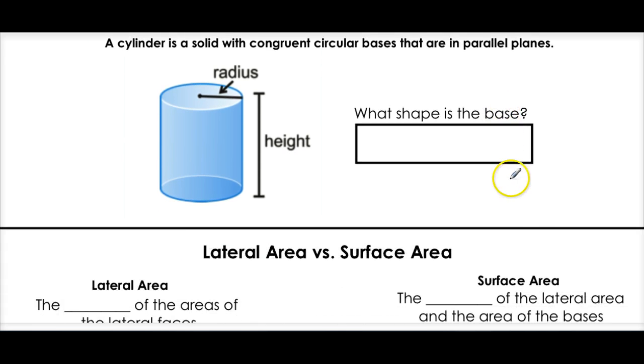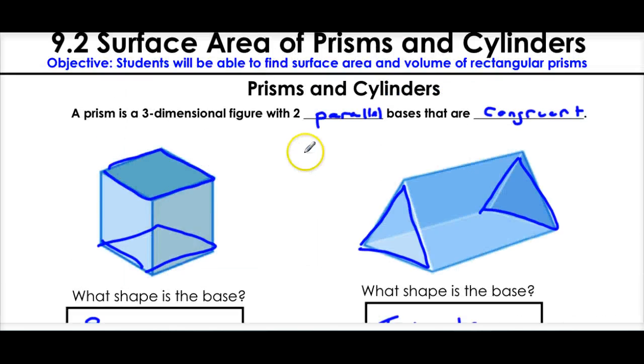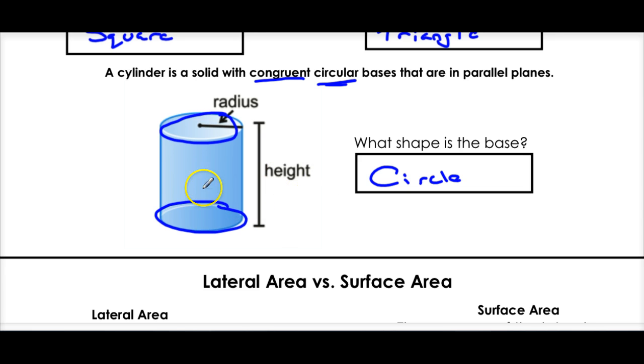Be careful. Okay, what is a cylinder? A cylinder is a three-dimensional solid with congruent circular bases that are also parallel. So it's just like a prism, but the bases are circles. Got it? So what shape is the base? That's right, it's a circle. So we have a cylinder defined and we have a prism defined. Remember, prism, opposite sides that are congruent and parallel, 3D also, and a cylinder, circular 3D figure.